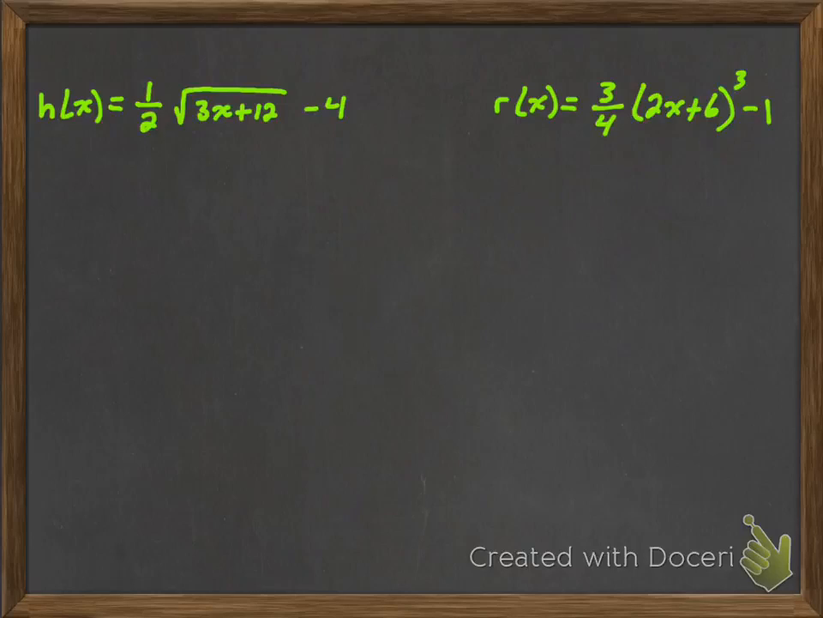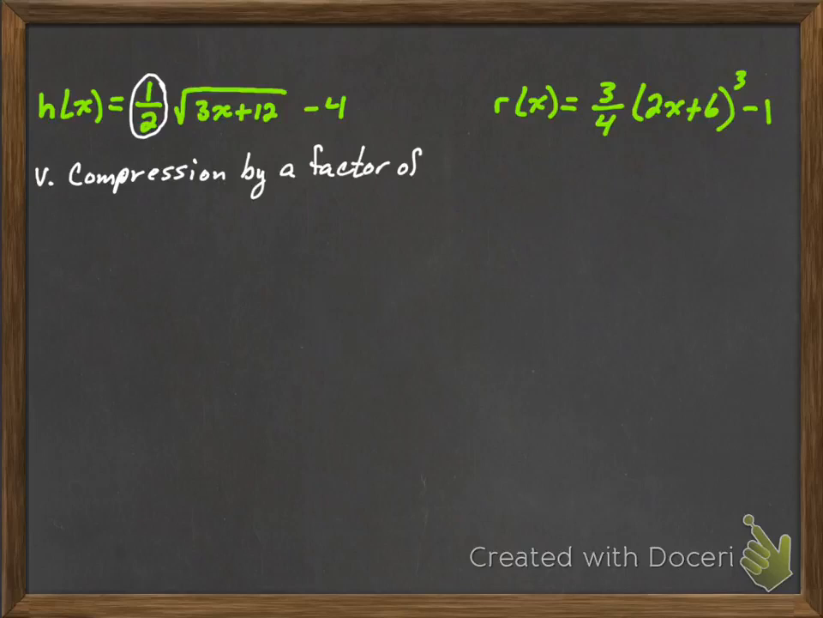All right, so the next one, h of x, we have the 1/2 right here. That is a vertical compression by a factor, that is your a value, by a factor of 1/2.